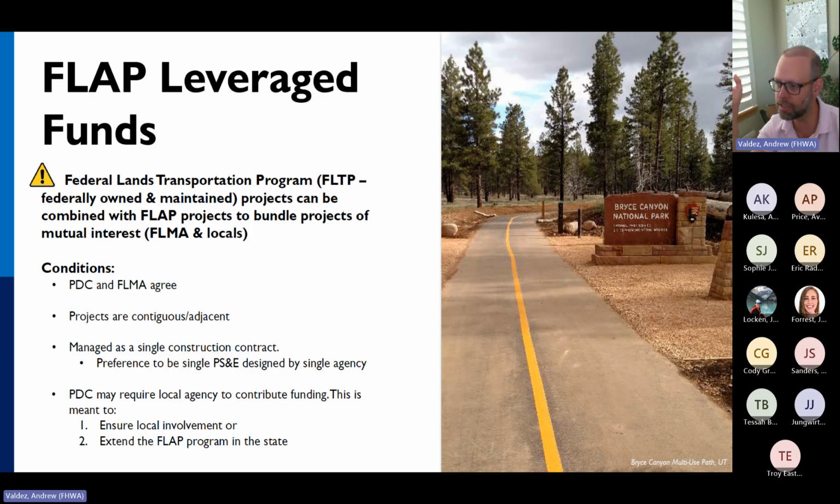In certain instances, the PDC may ask the local agency to contribute some funding. And that's just to ensure we're not absorbing all the project risk, but this would be evaluated on a case-by-case basis.